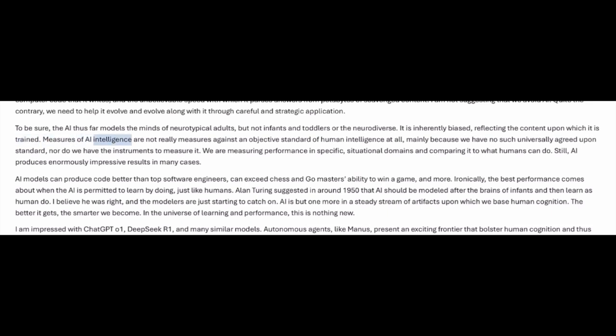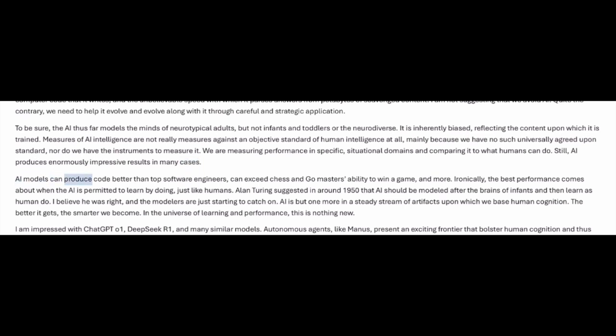Measures of AI intelligence are not really measures against an objective standard of human intelligence at all, mainly because we have no such universally agreed upon standard, nor do we have the instruments to measure it. We are measuring performance in specific, situational domains and comparing it to what humans can do. Still, AI produces enormously impressive results in many cases.